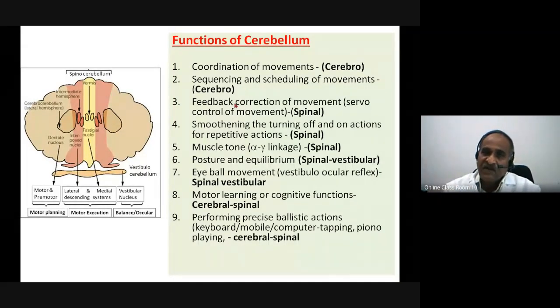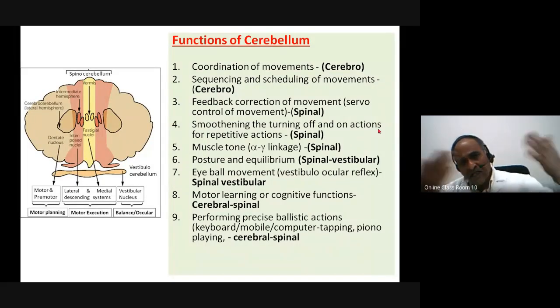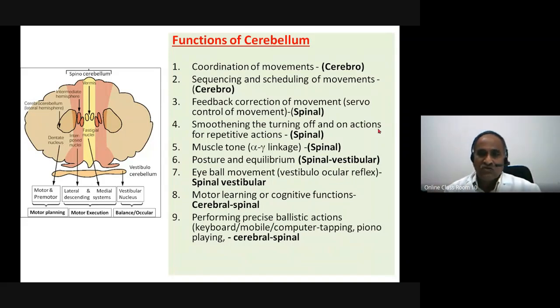So that is another one, the turning off and on of the repetitive actions. The repetitive actions are like this, or anything, you can take up the lower limbs or any of those things. Those actions are governed by the cerebellum. That's a part of it.